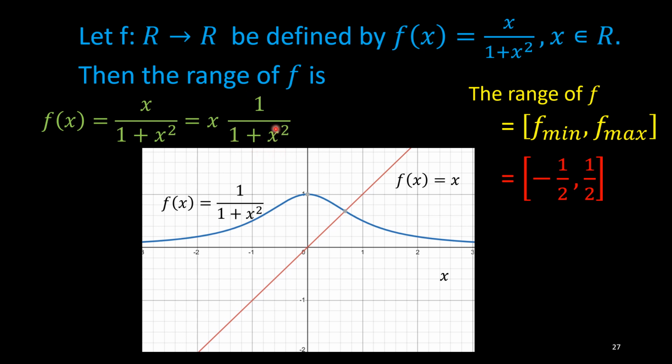You can see that this is an even function. In 1 upon 1 plus x square, the square term is there, so on the positive side and negative side it is symmetrical. And as x is increasing, the denominator is increasing, so this value is decreasing continuously, it is becoming 0. Okay, so this is the plot on both sides, it's an even function. And remember, this one, f of x equals x, is an odd function.